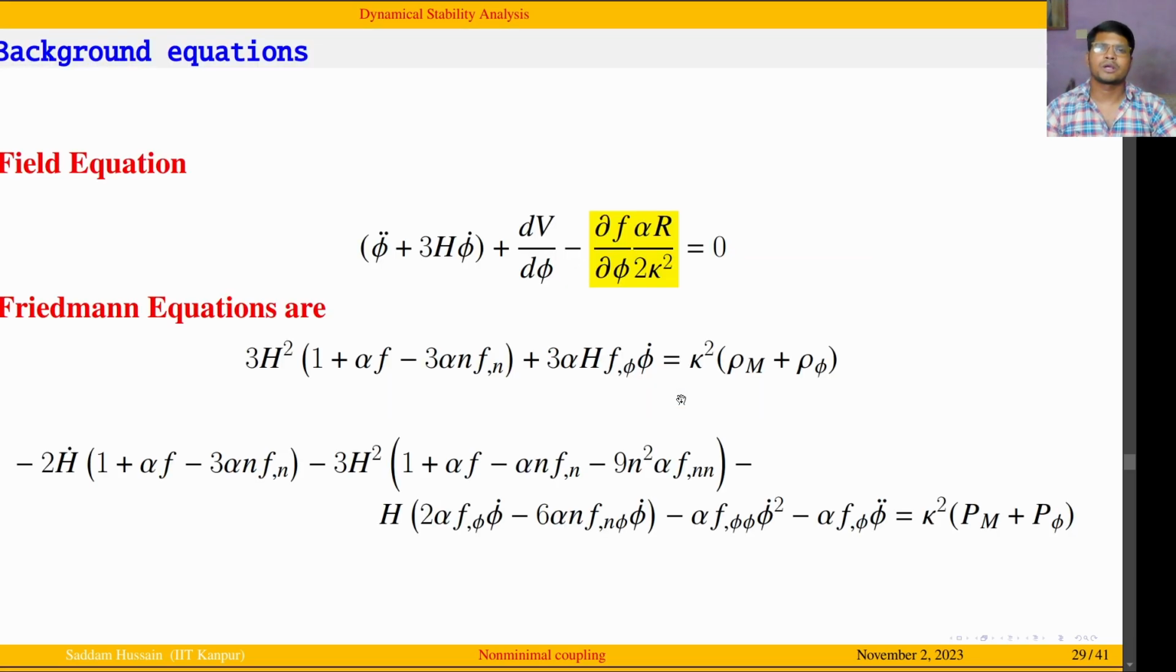Now come to the conformal coupling. Because of the conformal coupling, the field equation now has some contribution of R, which is visible from here, and the Friedmann equation has now become different. So we have just rho m and rho phi, but the whole Friedmann equation has changed, and some kind of a derivative of f is appearing, and because of this thing, the standard general relativity has now been modified.